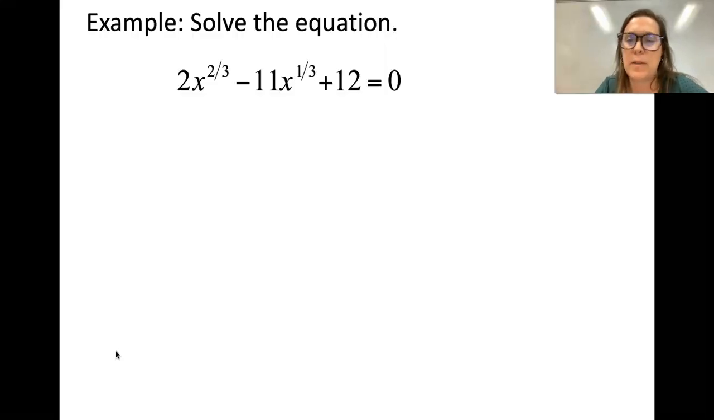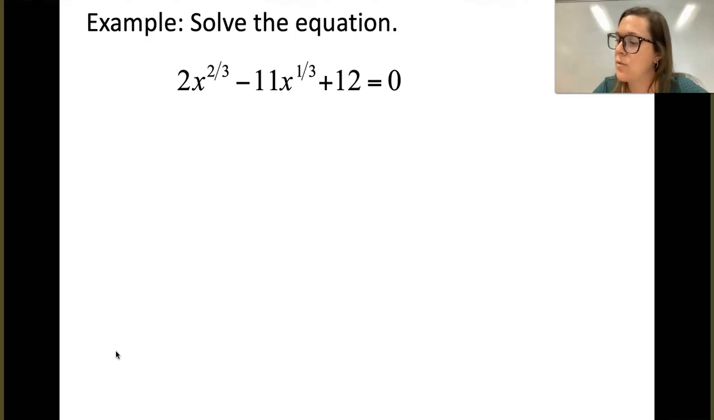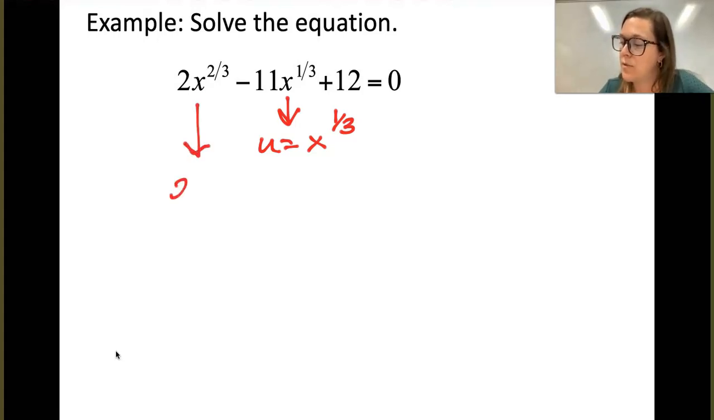I think we got one more. Again, let u equal your middle term. Whenever you've got all this funky stuff happening that's not just a square root or a rational or quadratic, so if I let u equal x to the 1/3, this becomes 2u squared, my middle becomes 11u, plus 12 is equal to 0.